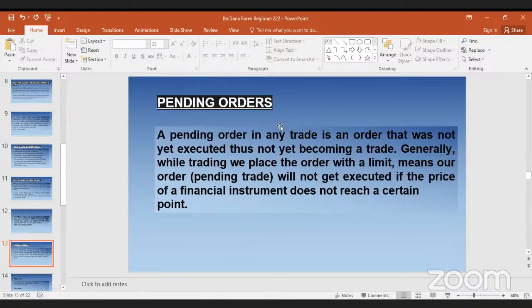A pending order in any trade is an order that is not yet executed, not yet becoming a trade. Generally, while trading, we place the order with a limit, which means you place the order, but it's not yet executed. I hope you understand my English. You are placing the order, saying when this market gets to this point, it's going to buy or it's going to sell.